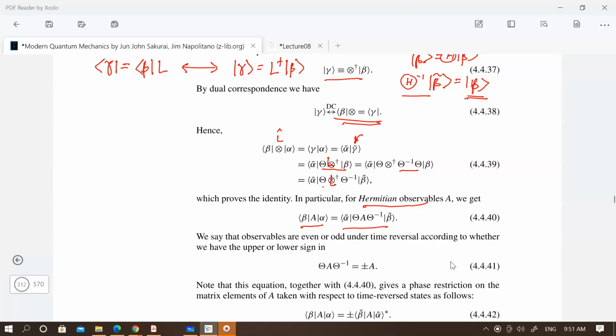Our next task would be, hopefully, I think I will stop at this particular point. Our next thing will be to consider specific cases where your operators are going to be either even or odd under time reversal. Just like the case of your P just now, this will be odd under time reversal, and your position operator will be even. So we'll do this hopefully in the next lecture.